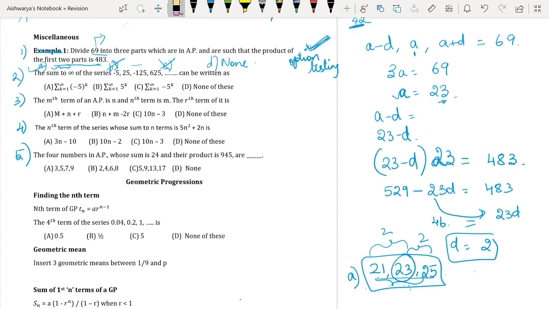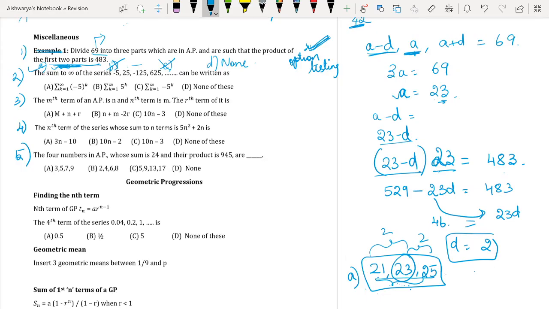Continue, Karen. Ma'am, can you explain that after the step of a minus d? How will we get 23 minus d into 23? It is the product of the first two parts, no? This is the first and then this is the second part. So the first part into the second part I am multiplying. Okay, ma'am. That's how we get 483. Okay, thank you, ma'am.